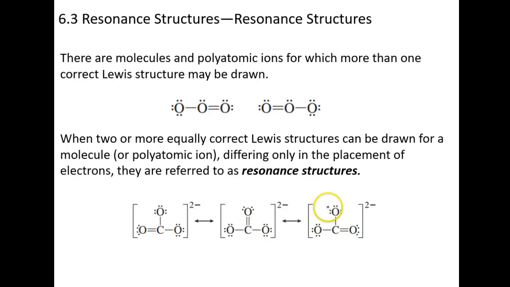All right. Section 6.3 is about resonance. What is resonance? Resonance is when you have 2 or more equally correct Lewis structures. All right. So here's ozone for an example. Well, actually, let's use the nitrate example, because this was the first example.